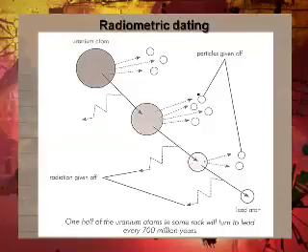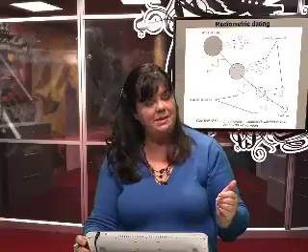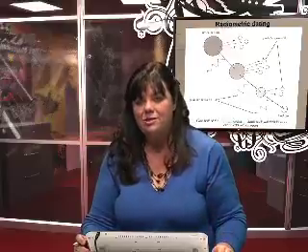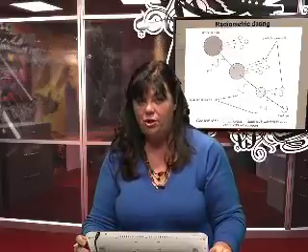Radiometric dating is a lot more accurate and a lot more specific. Instead of saying, oh, well, the fossil is found at this level, which means it's older than that, or fossil A is found together with fossil B, so they must be the same age. Radiometric dating gives us a precise record of the age of the stone.